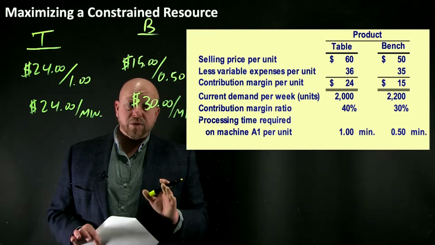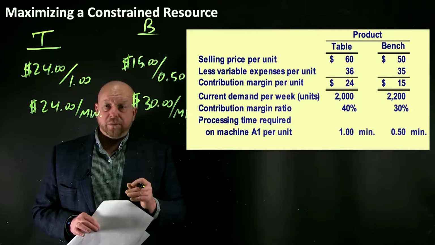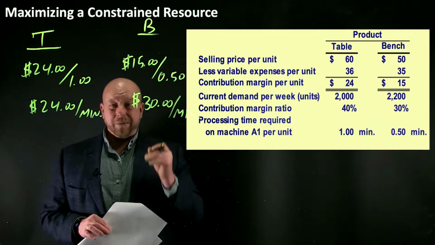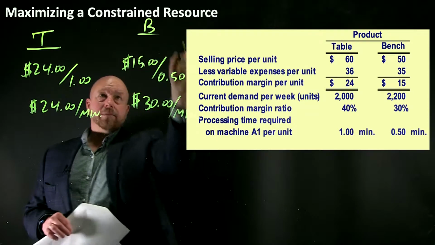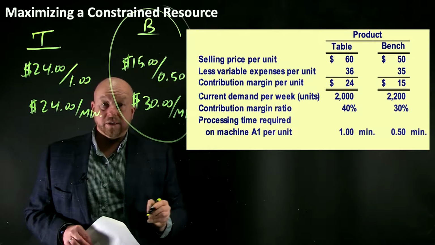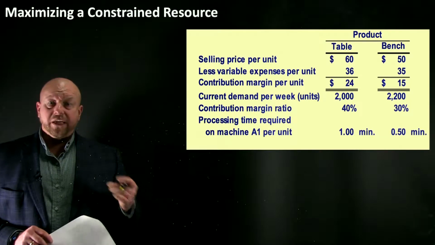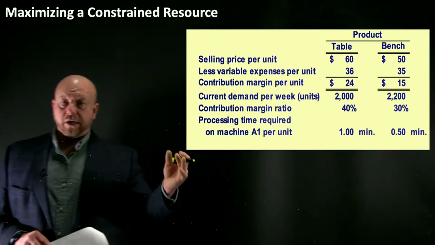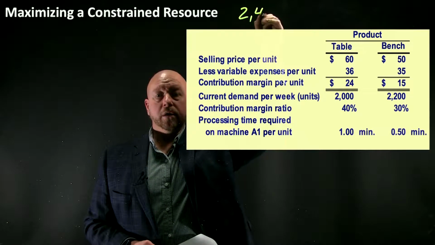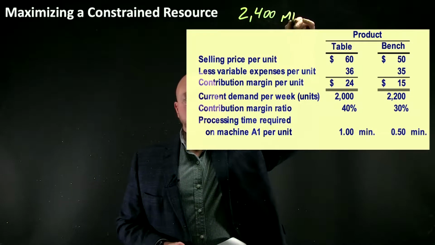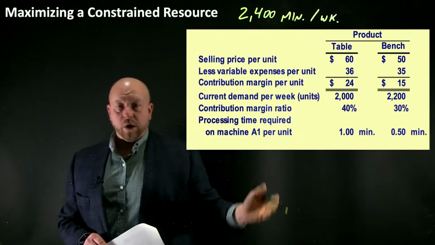Even though the contribution margin per table is greater than for 1 bench, the fact that we can make 2 benches in the time it takes to make 1 table suddenly makes the bench more attractive than the table. Now, that bench is really only more attractive if there's a constraint with the machine time. And our constraint is 2,400 minutes per week.